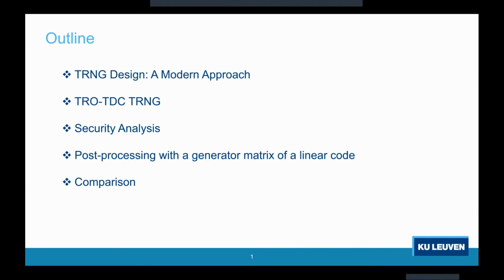First, I will go through a description of a modern approach to the design of TRNGs. You saw this many times, I would say, but it's nice to recapitulate a bit. And I will introduce our design, the three-edge ring oscillator true random number generator with time-to-digital converter. I'll present its security analysis. Then I'll explain how we apply the post-processing based on the generator matrix of a linear code to improve its throughput. And then I will give a comparison of performance with some other work.